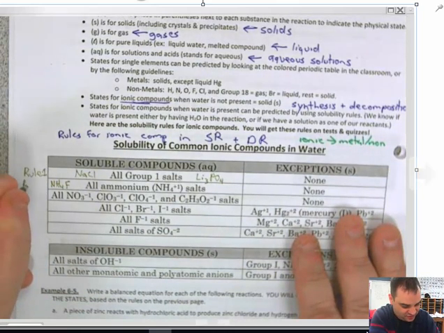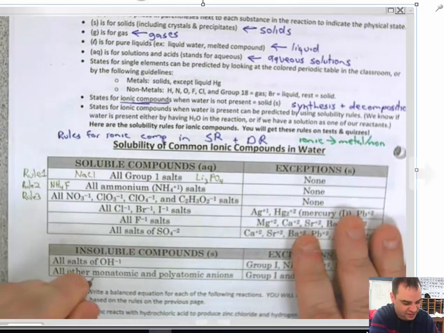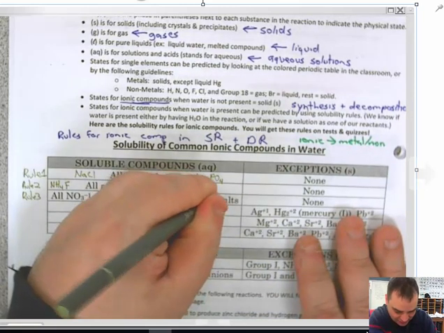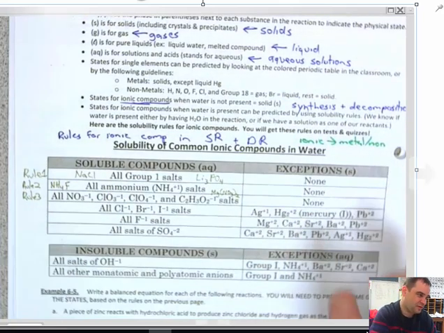Nitrates, because this is row 2 when I do it. This is row 3. Nitrates, chlorates, perchlorates, and acetates. Those are all soluble too. So if I have something like magnesium nitrate, that is soluble under row 3.